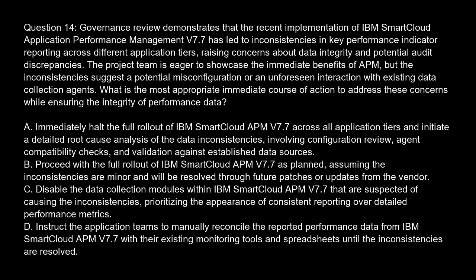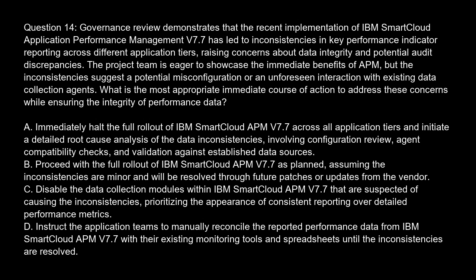Option A. Immediately halt the full rollout of IBM SmartCloud APM v7 across all application tiers and initiate a detailed root cause analysis of the data inconsistencies, involving configuration review, agent compatibility checks, and validation against established data sources. Option B. Proceed with the full rollout of IBM SmartCloud APM v7 as planned, assuming the inconsistencies are minor and will be resolved through future patches or updates from the vendor.